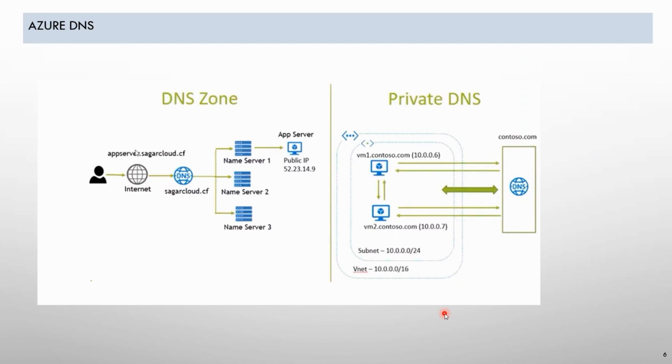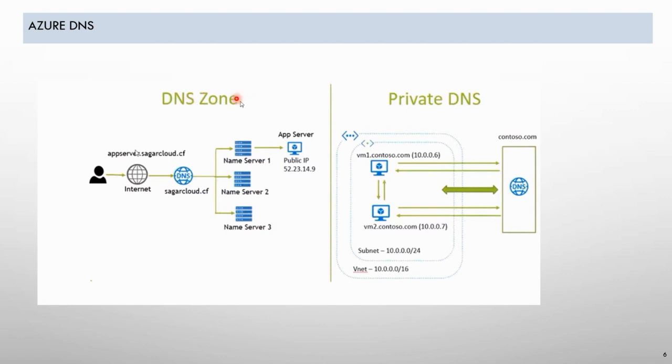Now coming to DNS zone. When you go to Azure and you want to create a DNS service, you have two options. One is a DNS zone, the other is a private DNS. DNS zone is mostly used for public domains, and private DNS is for internal domains. For example, on this screen, I have taken a domain, sagarcloud.cf. It's a public domain, and I want to publish a website like appserver.sagarcloud.cf, and I know my server will be hosted in Azure. In that case, I will host this public domain through a DNS zone.